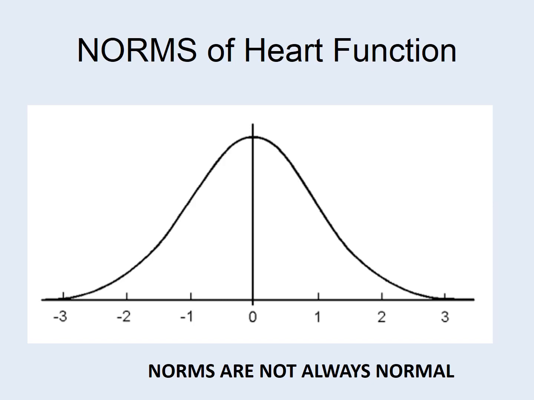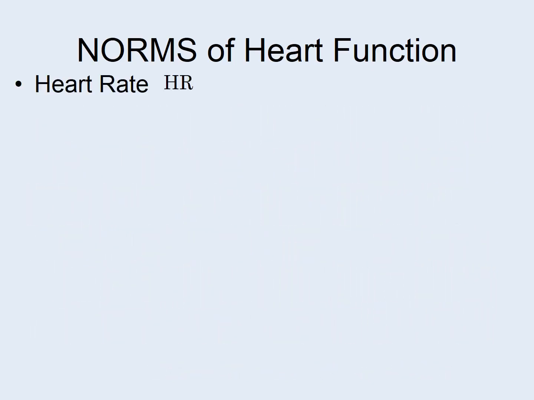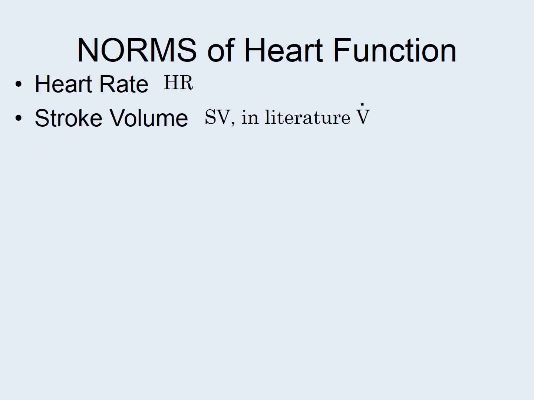Anywhere up to a plus or minus 2 is considered within the normal range. So you can have a very wide range of values for normal heart functions based off of where you fall within this normal curve. So the first norm that we have is heart rate. Heart rate is abbreviated HR. The next norm that we have is what's referred to as stroke volume. Stroke volume has two different abbreviations, SV, or sometimes seen in the literature as V with a dot over it. Anytime you see a value with a dot, it's an indication of per minute.